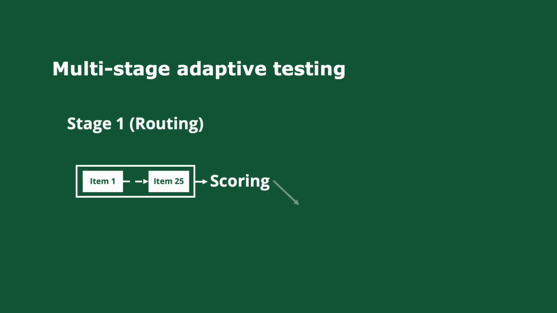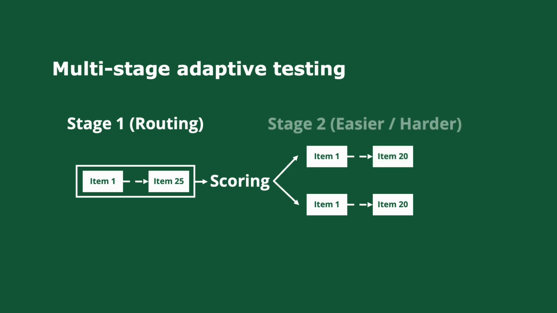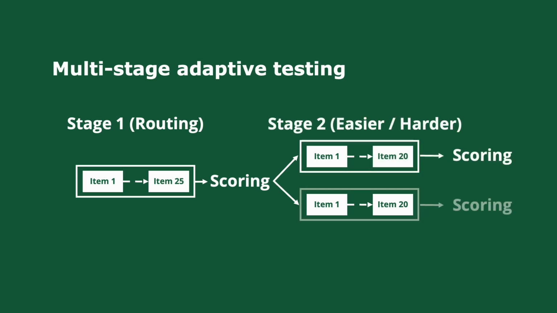Based on the performance in this routing stage, the test taker is routed to an easier or more difficult set of questions for stage 2. And then a final scoring process takes place based on the full set of test questions. So this two-stage design is used in the computer adaptive mode of the TOEIC listening and reading test.